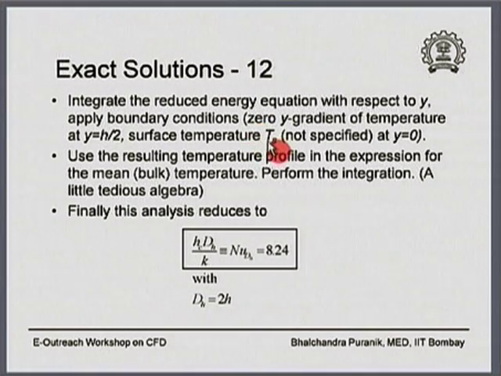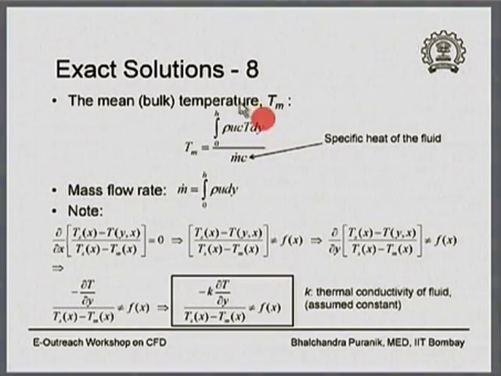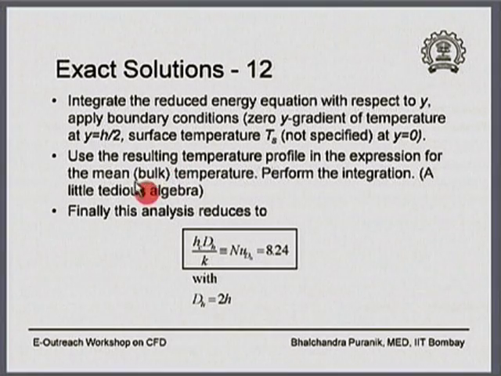And then, even though we are not really specifying a surface temperature in this particular problem, let us assume that there will be some surface temperature at a given axial location, and use that as the other boundary condition, in particular at the bottom plate. It is a symmetric problem, so it does not matter where you choose it, let us choose it at y equal to 0. Then the resulting temperature profile is plugged back into the expression for the bulk mean temperature, which is given here. So this T that you see is what you first obtain from integration, and then plug it in here to carry out the expression for bulk mean temperature.